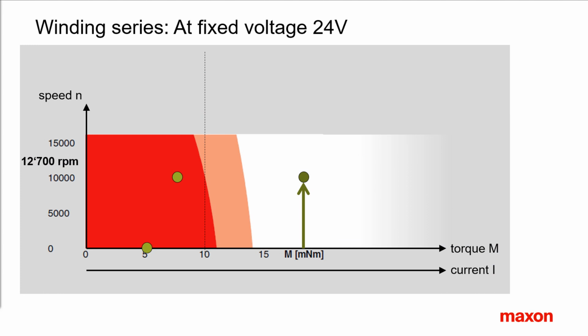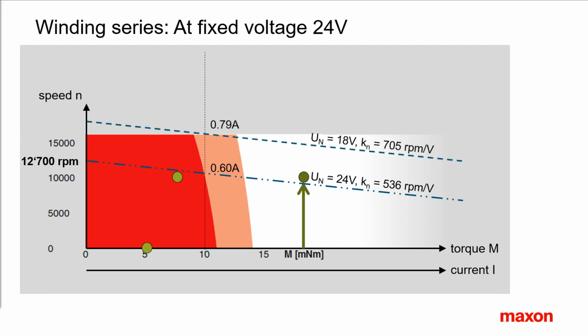Here is a graphical representation of the previous slide. However, this time we observe all the windings at the same voltage of 24 volt. That's typically what you have in an application. The available voltage is given. Selecting the winding with nominal voltage similar to the available voltage may not be the right choice. Here, the acceleration cannot be fully achieved when selecting the winding with 24 volt nominal voltage. The winding to the left with a higher speed constant and nominal voltage of 18 volt covers all the operating points easily when operated at 24 volt.